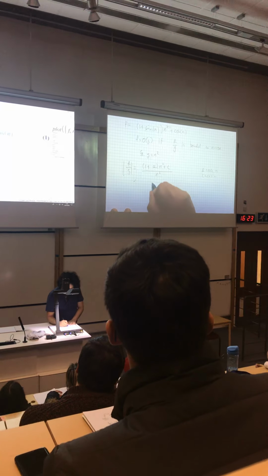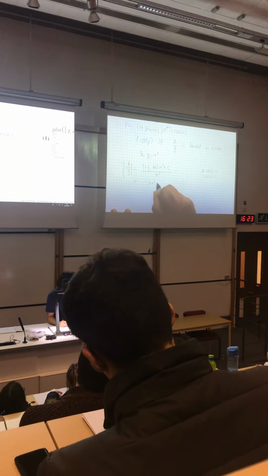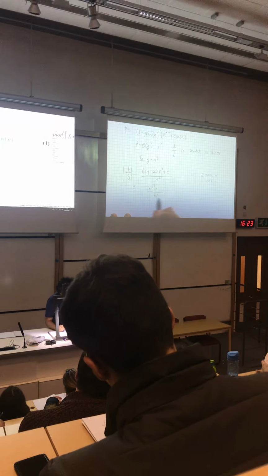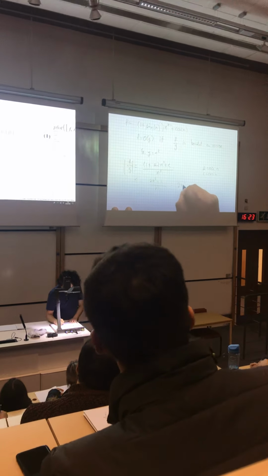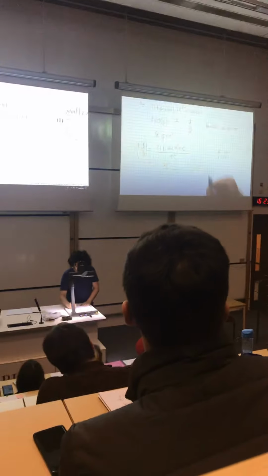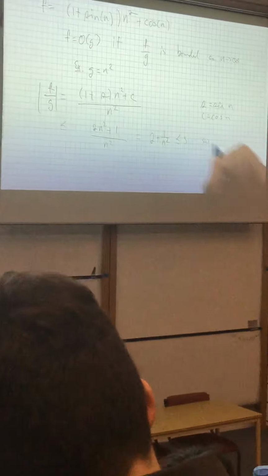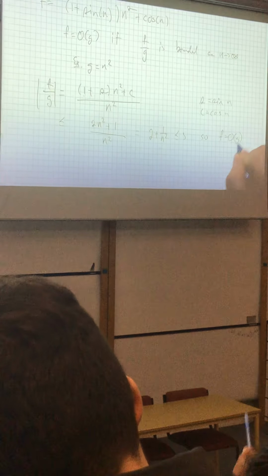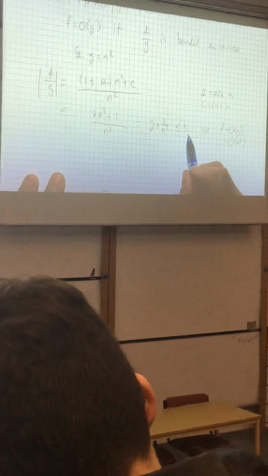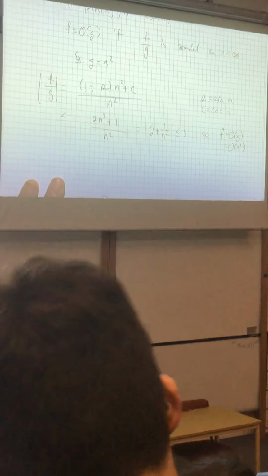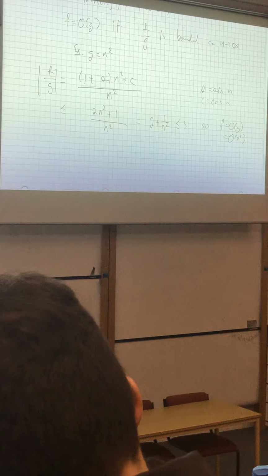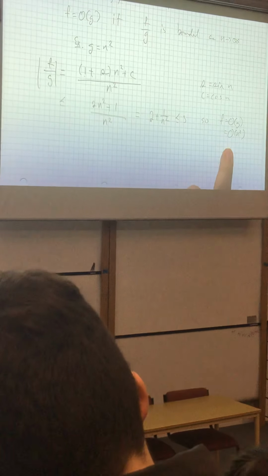And so this is 2n squared, and this is plus 1, which is, if you divide, you get 2 plus 1 over n squared. And 1 over n squared, if n is, let's say, bigger than 1, that's smaller than 1, so that's 3. So f is big O of g, which is big O of n squared. Okay, so it's big O of n squared.